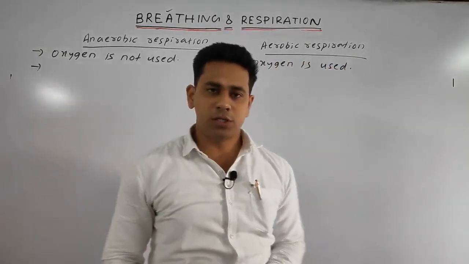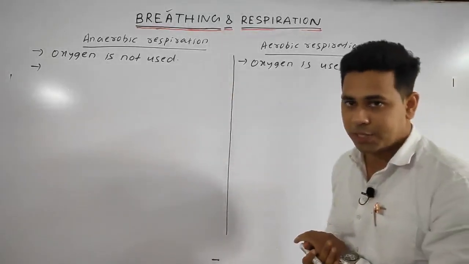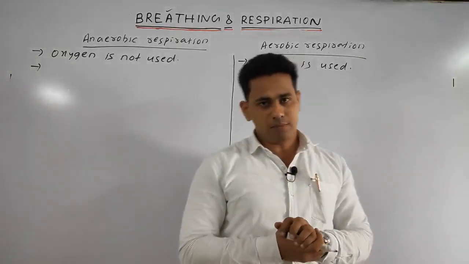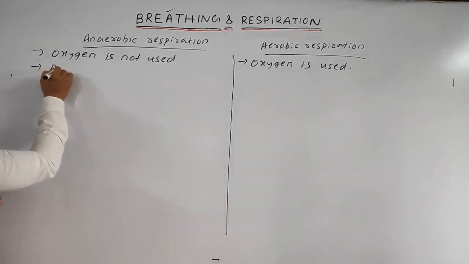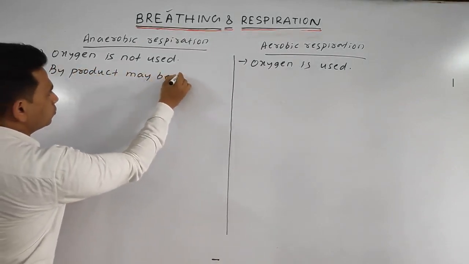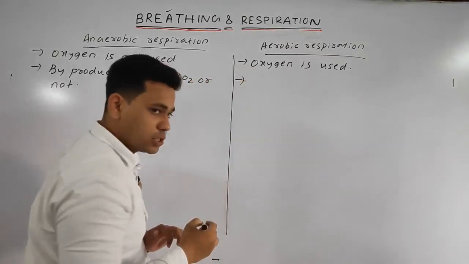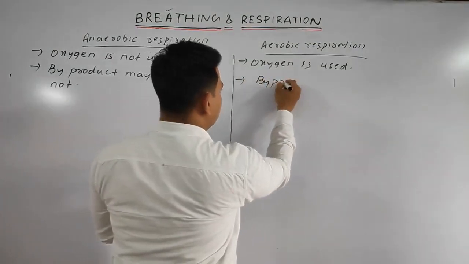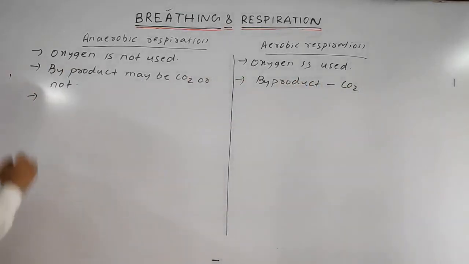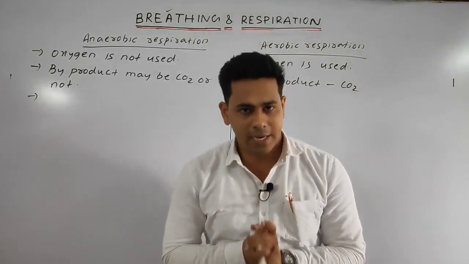The byproducts may be CO2 or may not be in the case of anaerobic respiration. But in the case of aerobic respiration, CO2 must be the byproduct. So we can write: byproduct may be CO2 or not, but in the case of aerobic respiration, the byproduct must be CO2. Okay, students, in the case of anaerobic respiration, the food is incompletely broken down.